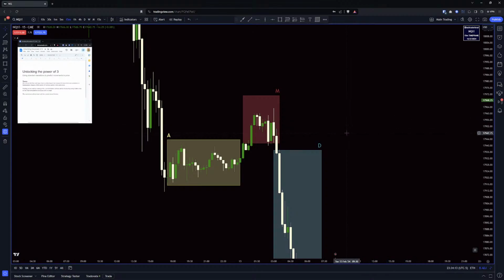But let's get back to the meat. Let's get back to the AMD, the power of 3. All right, so let's see if we can predict this. Now, this is where it gets a little subjective, right?